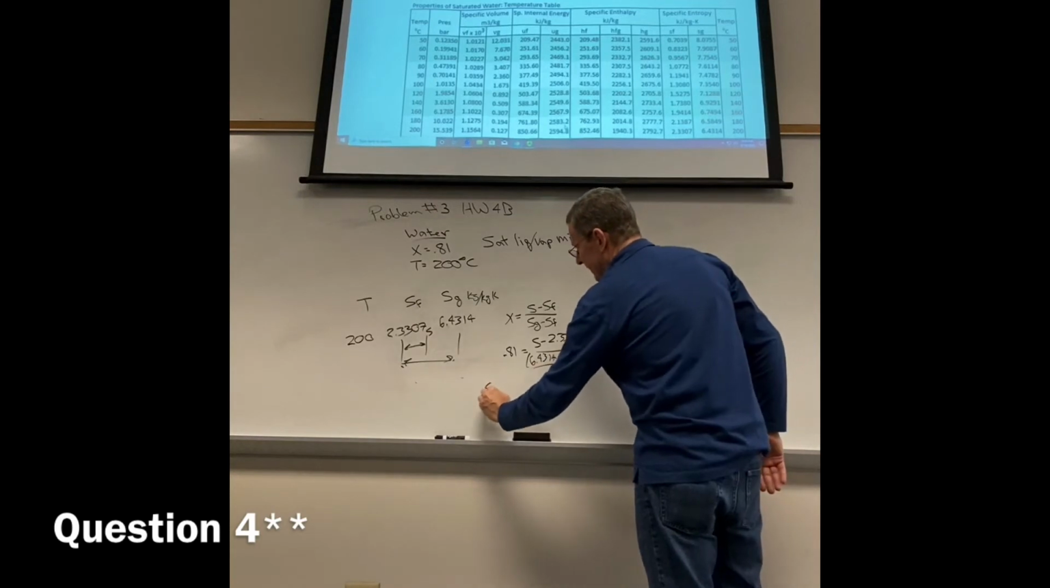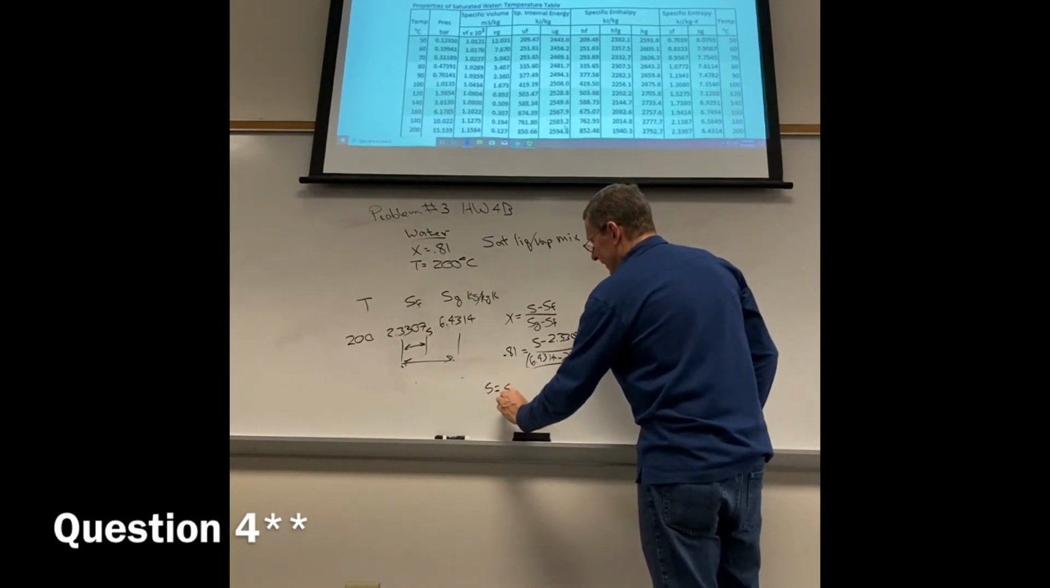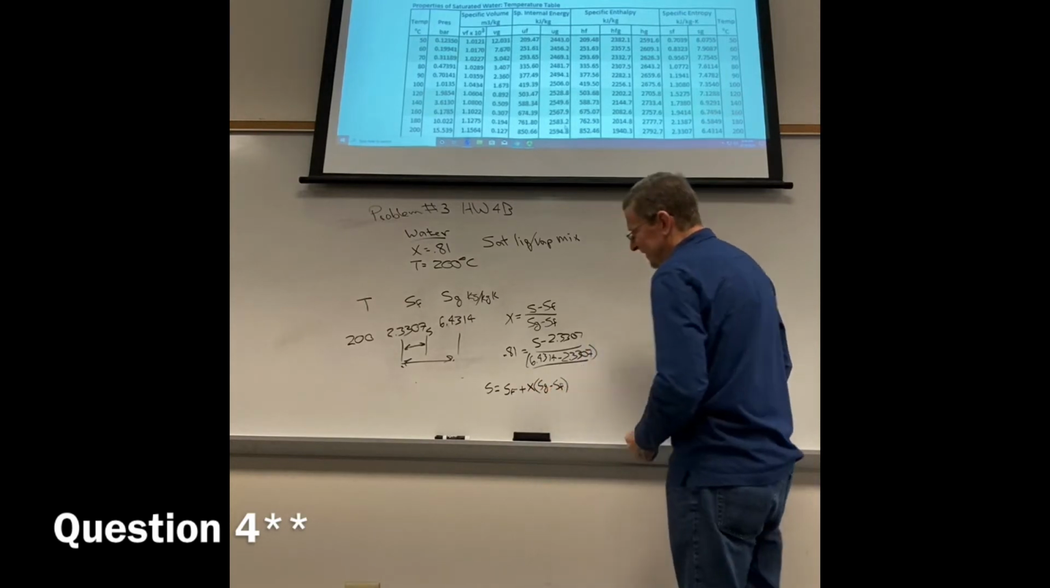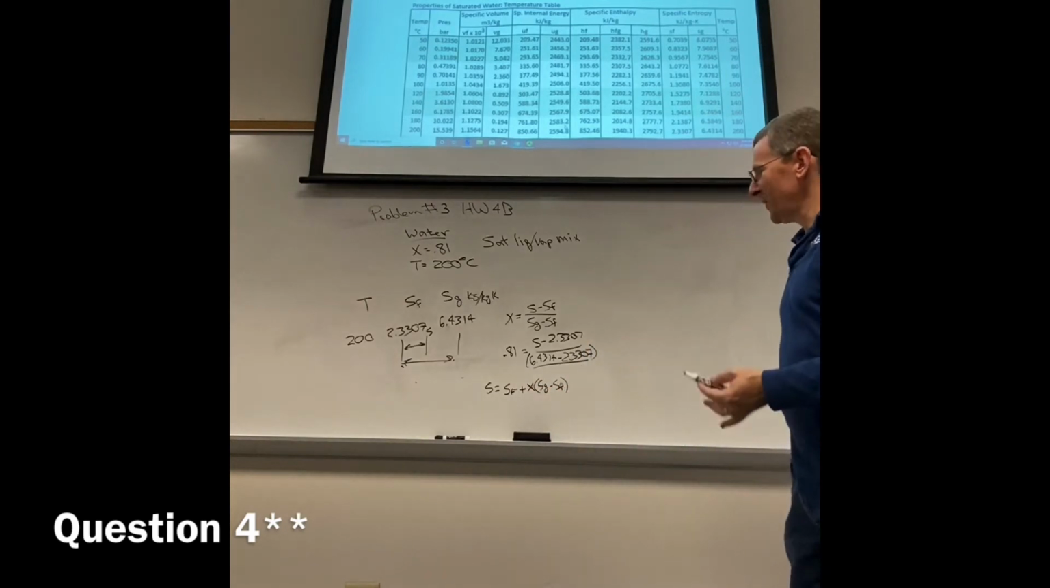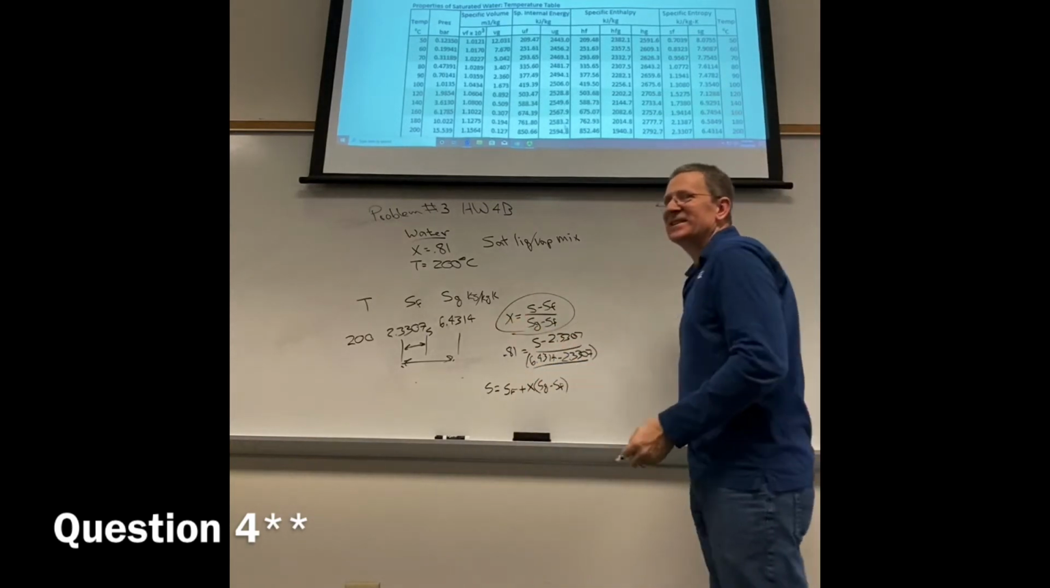But if you want to write it that way, you can write that S equals SF plus X times SG minus SF. And I suppose you could memorize that other form, but I just write that one and quickly derive it.